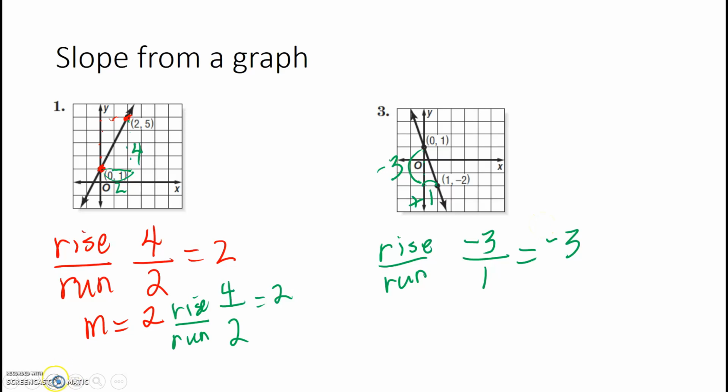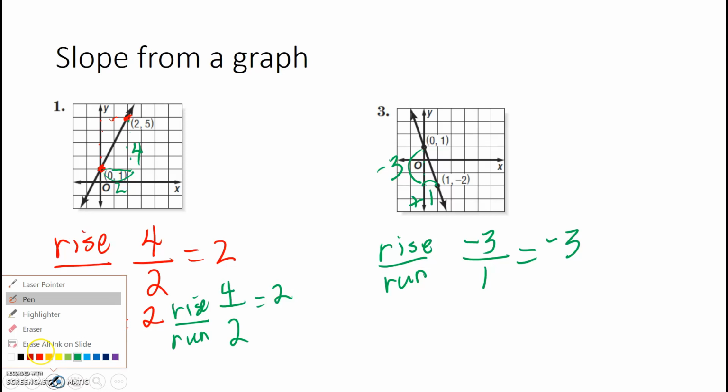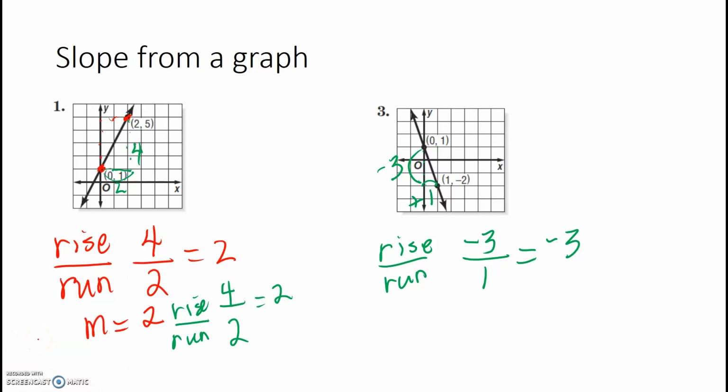Now we can look at it from another perspective, like we did with our first graph. I can start at this point and I can go up 1, 2, 3 units. So here it's going up a positive 3. In this case, it rises 3, but it runs backwards towards the negative numbers, so it runs a negative 1. Well, 3 over negative 1 is negative 3. So I still have a slope of negative 3. That's how we'd find it from a graph.